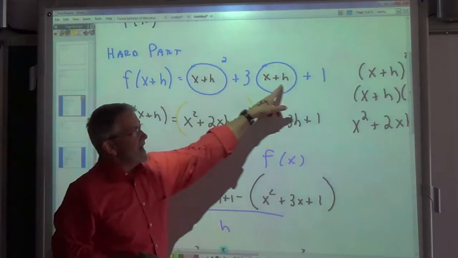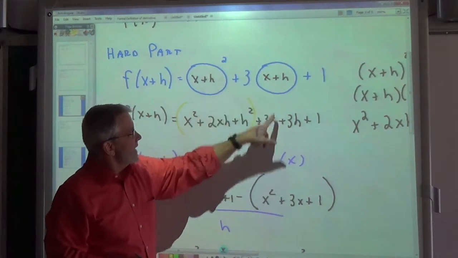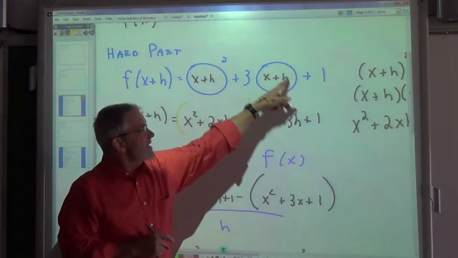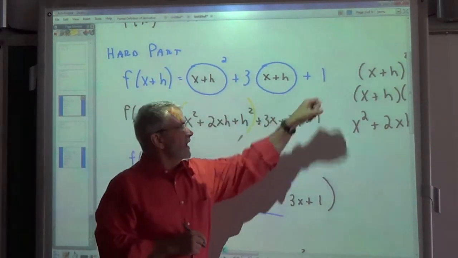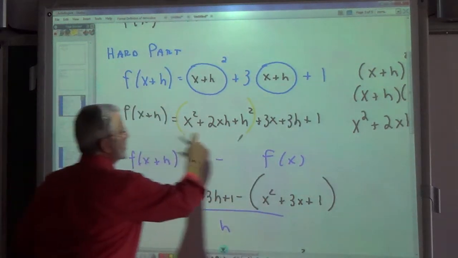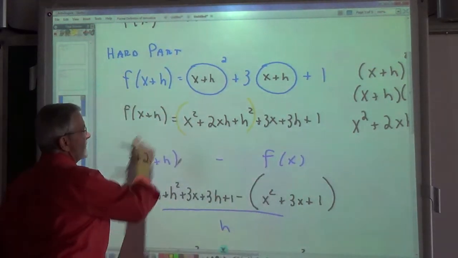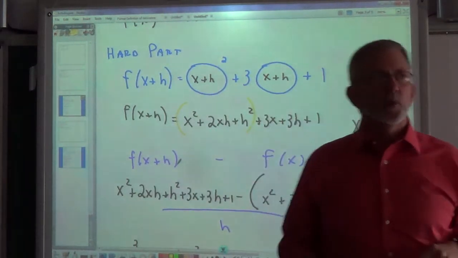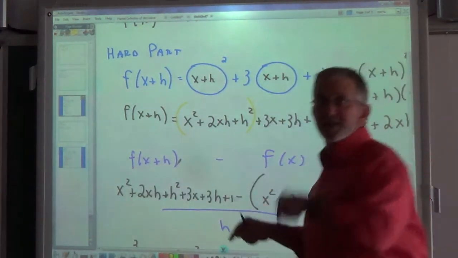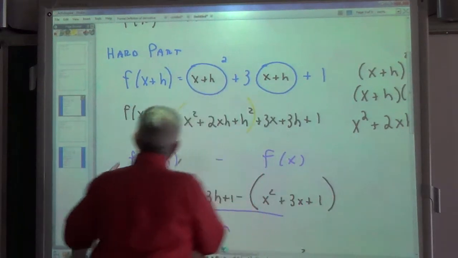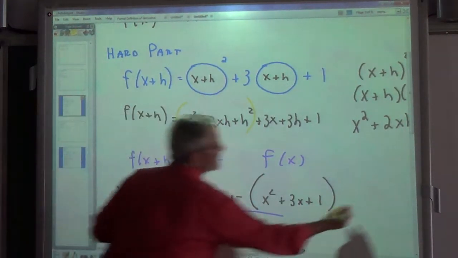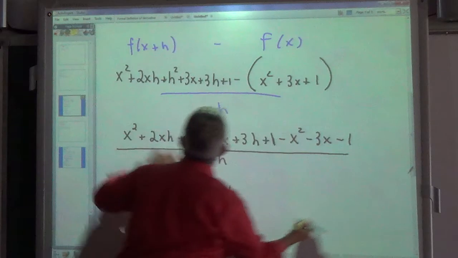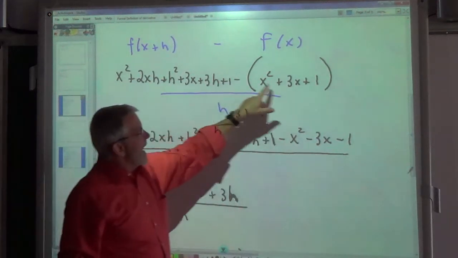Plus 3 times x plus h. 3 times x is 3x. 3 times h is 3h. Don't forget the 1. So this creature right here is f of x plus h. What I'm going to do now is put that into the difference quotient. f of x plus h minus f of x over h. And so this is f of x plus h right here, minus f of x.